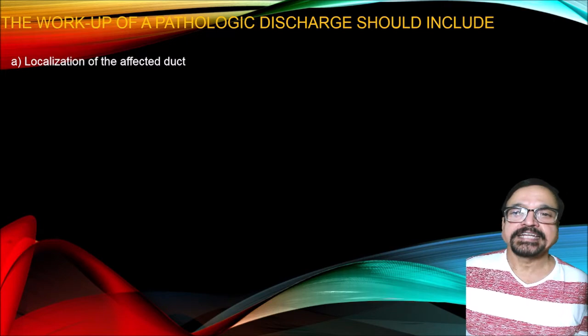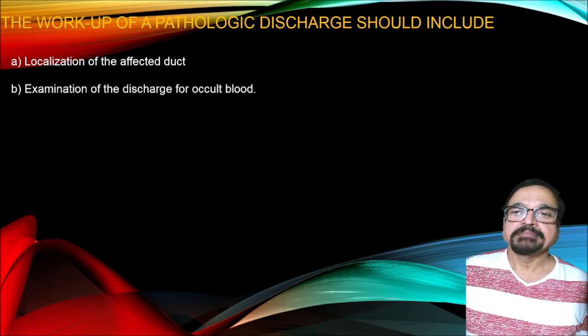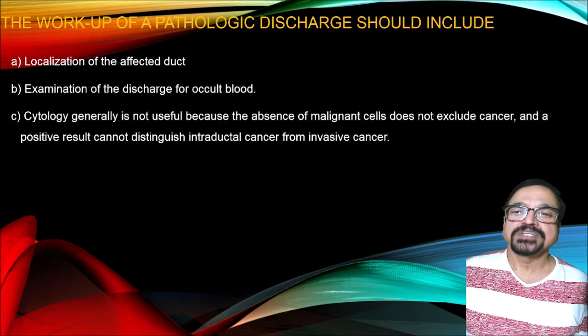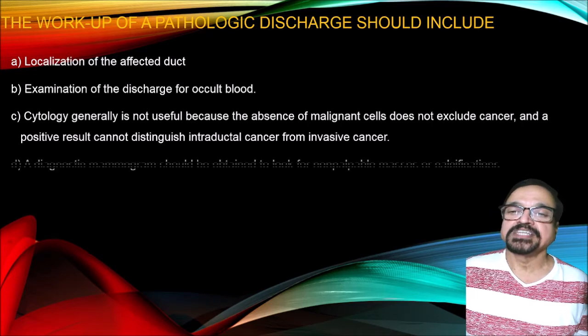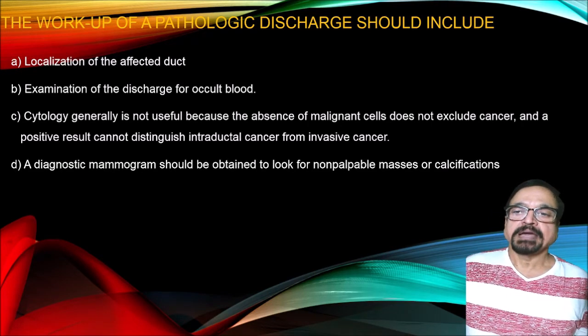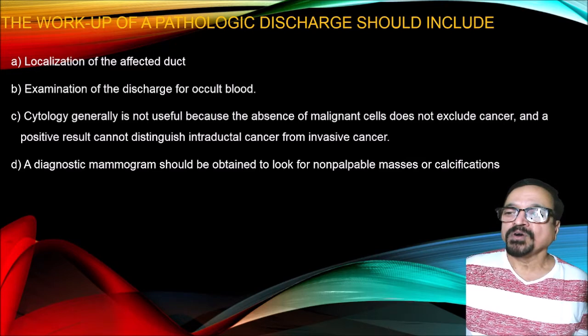Now, the workup of a pathologic discharge should include localization of the affected duct, examination of the discharge for occult blood. Then cytology generally is not useful because the absence of malignant cells does not exclude cancer, and a positive result cannot distinguish intraductal cancer from invasive cancers. A diagnostic mammogram should be obtained to look for non-palpable masses or calcifications.